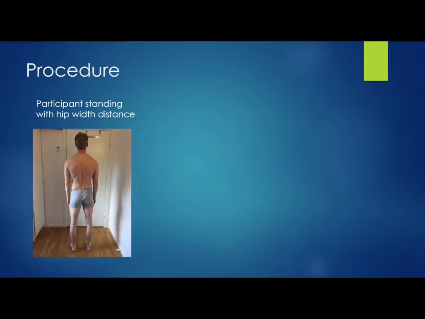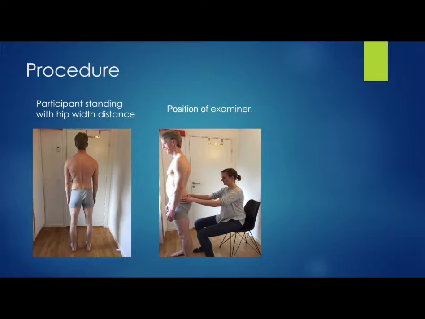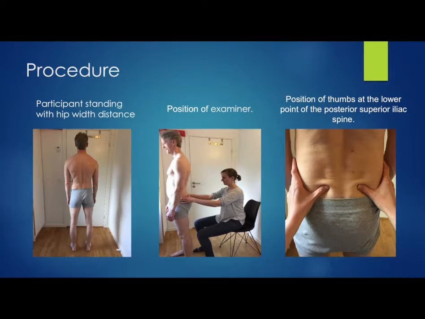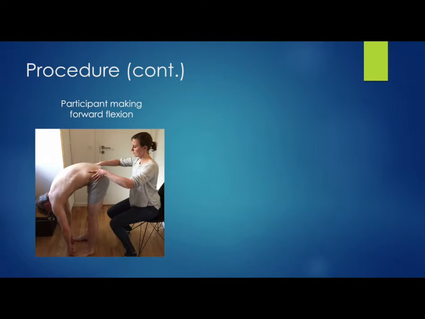During the test, the participant stood barefoot facing away from the examiner and with a hip width distance between the feet. The examiner sat behind the participant with her eyes at the height of the posterior superior iliac spine. The examiner's thumbs palpated the lower point of the posterior superior iliac spine from caudal, lifting the skin slack. The participant was instructed to do a flexion in the hips without bending the knees.